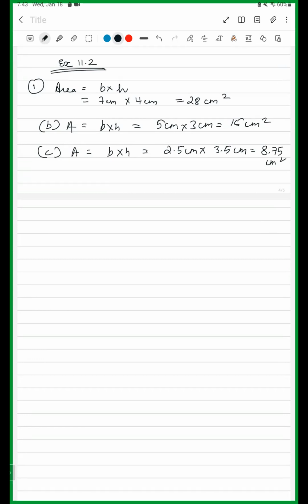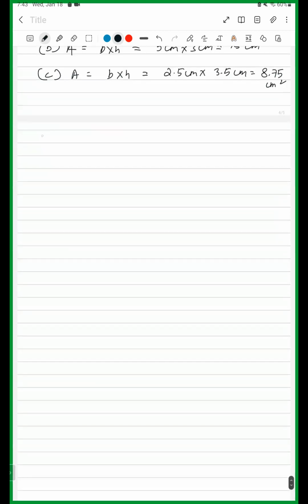D and E you can do by yourself, no? Just tell me verbally. D क्या होगा? Area is equal to what into what? B multiplied by H. So 5 multiplied by 4.8 centimeters. Very good. So it will be 24 centimeters square. And for E, the final answer will be 8.8 centimeters square. Very good. Okay.